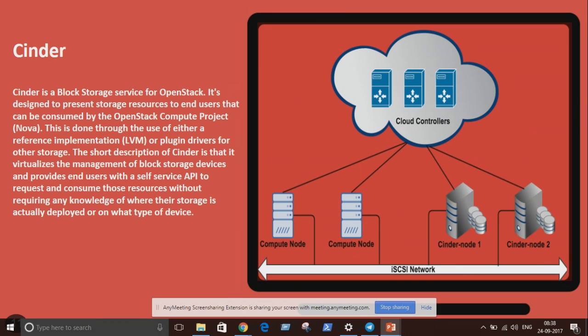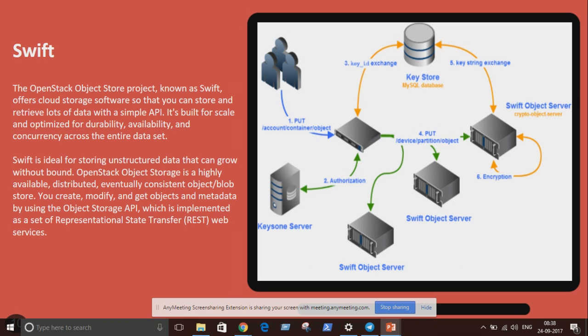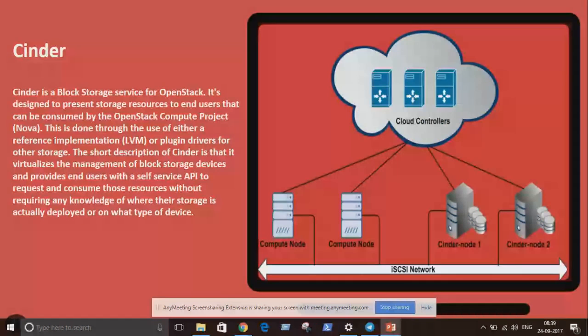Now Swift was an object storage, and Cinder is a block storage. If you have two units of block storage and two units of object storage, your object storage will go to Swift. Your block storage will come under Cinder. So OpenStack is a layered architecture.